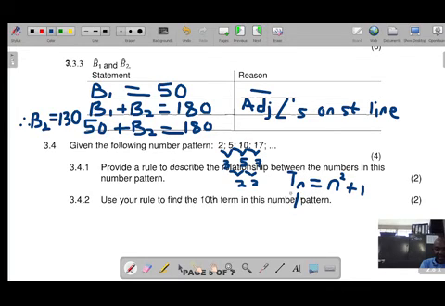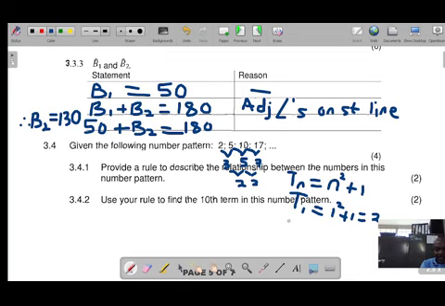So when n is 1, T1 equals what? Equals 1 squared plus 1. So what is 1 squared, guys? 1 squared is 1. What about 1 plus 1? It gives me 2. So if I look at my first term here, it is 2, right?